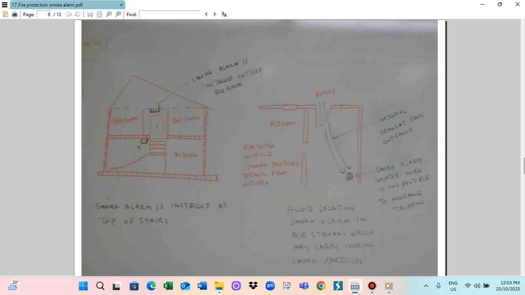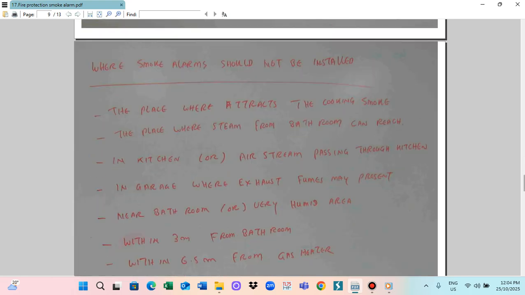We have to use a smoke alarm system, and in this case I want to avoid certain locations. We cannot install the smoke alarm here, where the air comes in. This would include the sound of the gas or kitchen smoke, so the smoke alarm would be wrongly activated. So in the kitchen we have to utilize a temperature alarm system, because in the kitchen the smoke is coming out all the time.